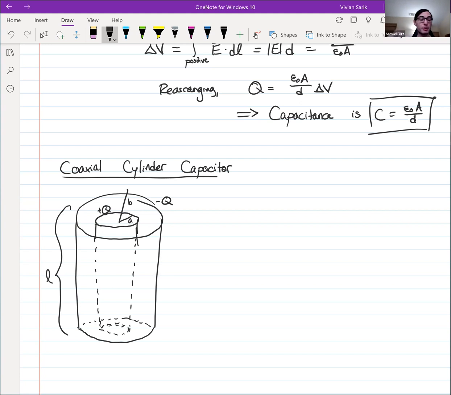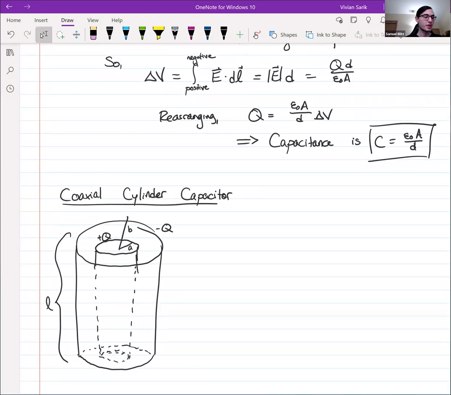So the way that we're going to compute the capacitance is the same way that we did before. We're going to add some amount of charge to one of the conductors and the same negative amount of charge on the other. So plus Q in the inner cylinder, minus Q on the outer cylinder. And then we're just going to compute the electric potential for that amount of charge that's separated. And then we'll solve for the capacitance by dividing one by the other.